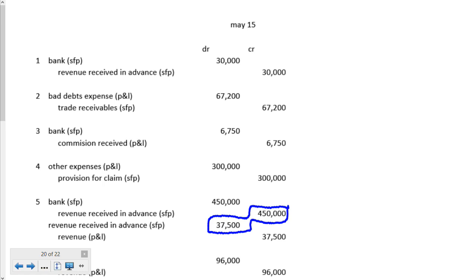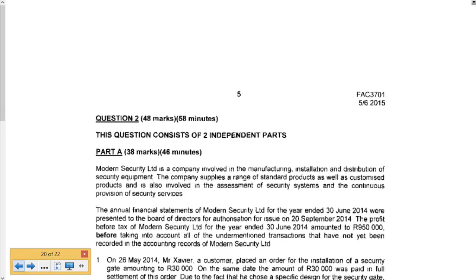So bank 450, cash in, revenue 37,500, 1 month, I can recognize as revenue. The difference has to stay in the statement of financial position to be recognized when the services are delivered, which is in the next year, the next financial year.